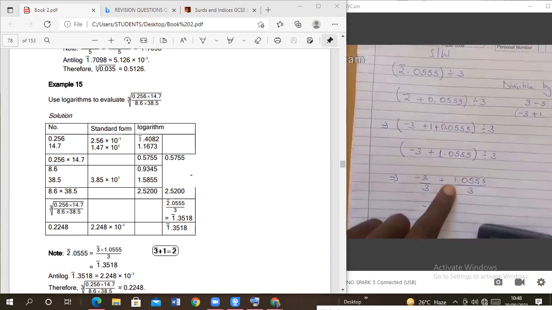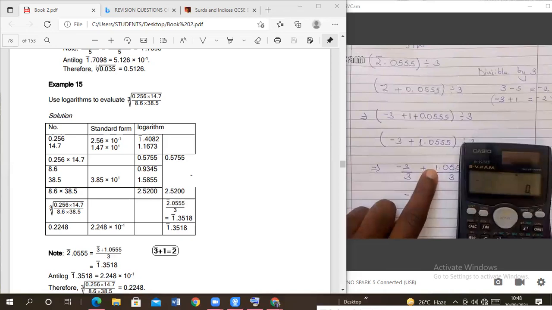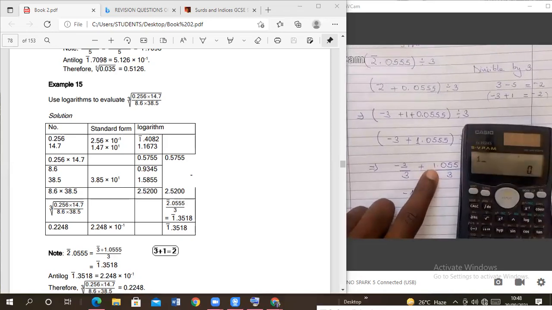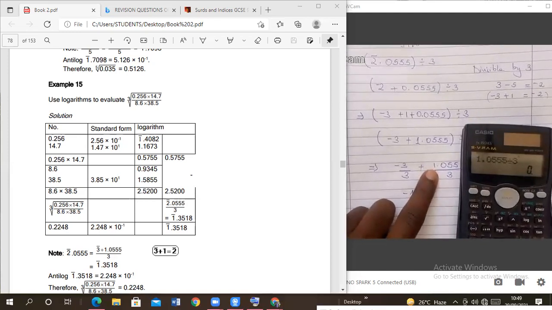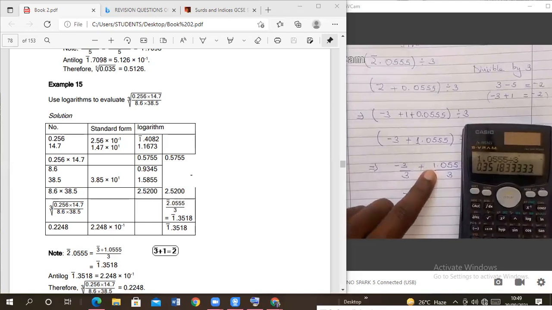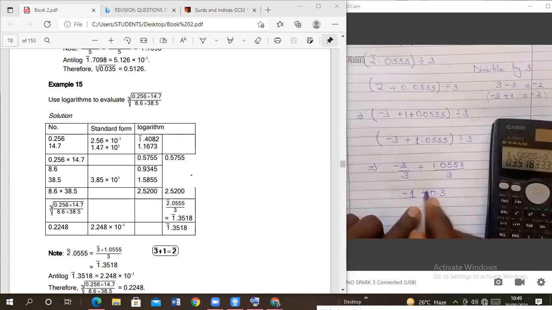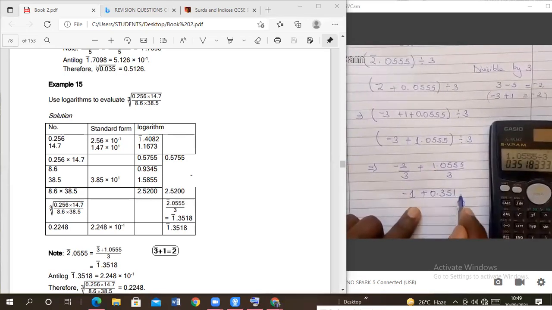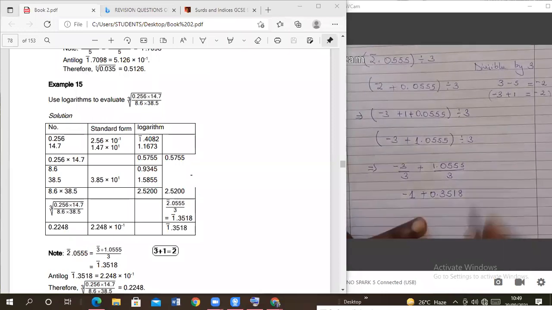Plus. Now this one, the characteristic is positive. We can divide it normally. So you just put 1.0555 divided by 3. What do you get? We get 0.3518. Have you seen that? Yes.